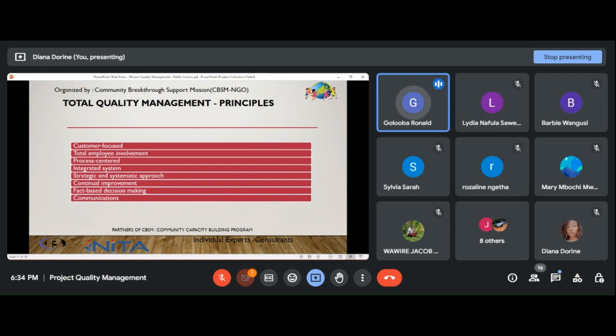So yeah, we've talked about these principles of total quality. That is, we have a customer focus, and we say that the employees should be involved, and it should be process centered. It should be integrated. It should have a systematic and strategic approach. It should also always feed into continuous improvement, and should be fact-based while making decisions around quality. And you should always communicate your quality standards such that everyone is aware of them, and they are able to report on any defects or deviations from the set standards.